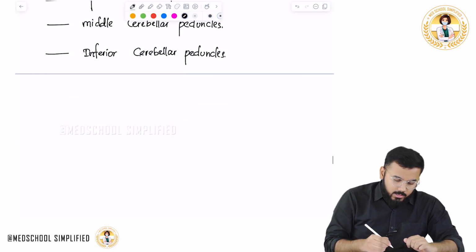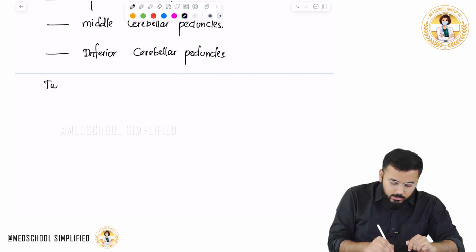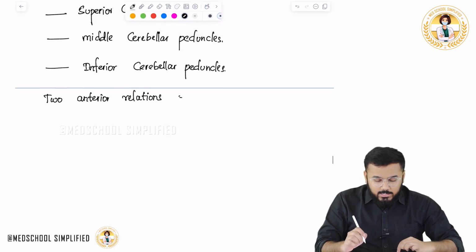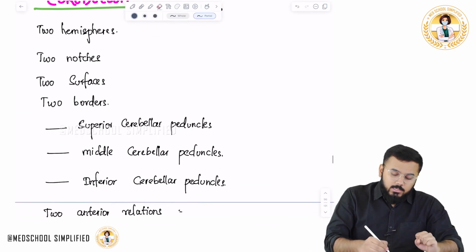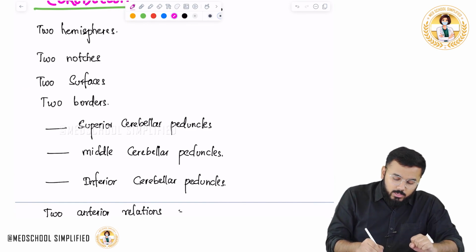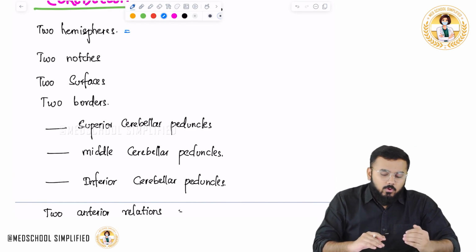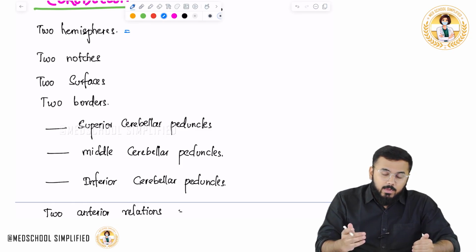In the same way, we will also discuss that there are two important anterior relations. What are these two important anterior relations? That also we will discuss. So let us have a quick review of all these things, guys. Important things which you need to know here is, what are the two hemispheres we have got? We have got the right and left cerebellar hemisphere, right?